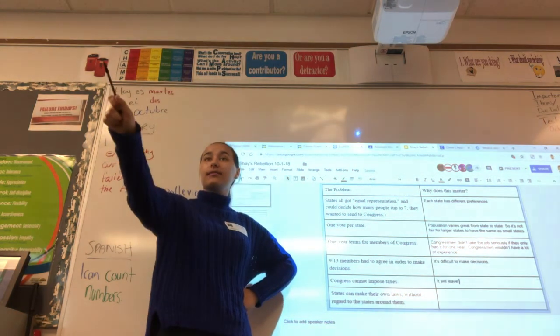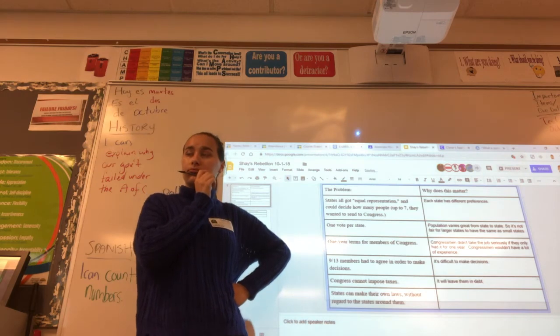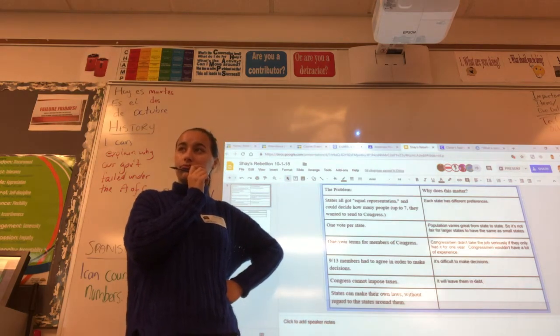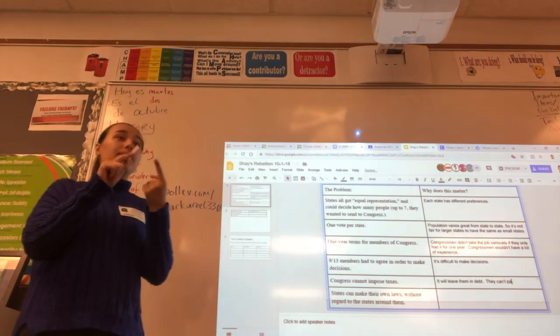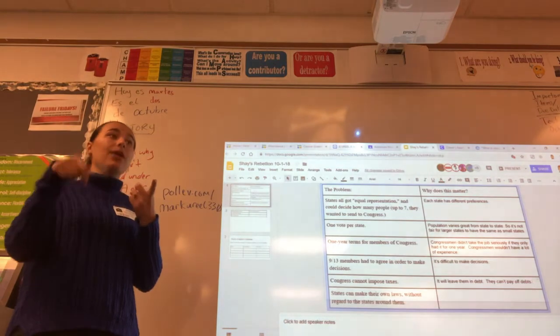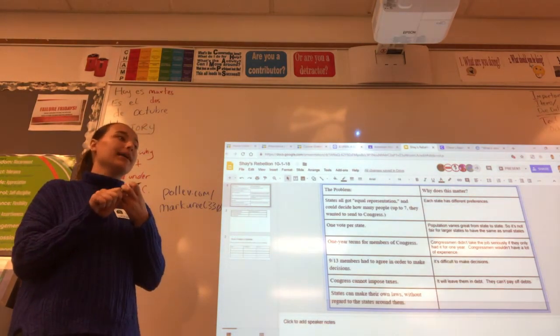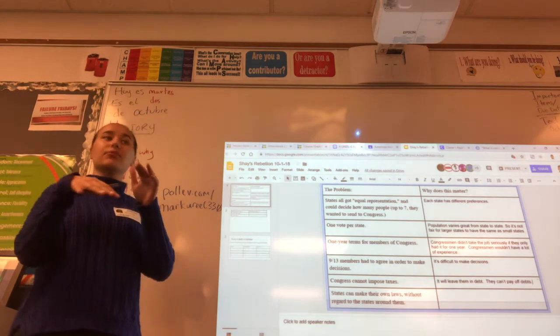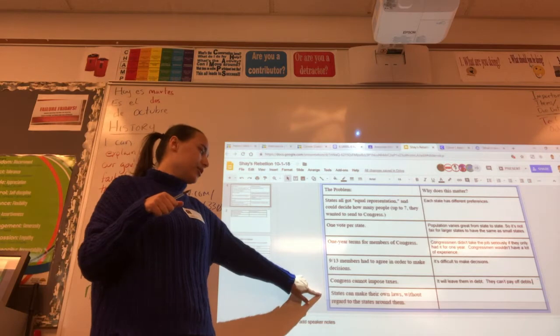Anyone else? Well, if they were in debt from the war, then if they don't have taxes, they can't pay off their debt to the public. Exactly. So they might be in debt because they don't have any money coming from the people to help them pay for things. And then once they're in debt, they have no way to pay it back. So you just sink deeper and deeper and deeper into debt. Wonderful. Great job. That was really good.